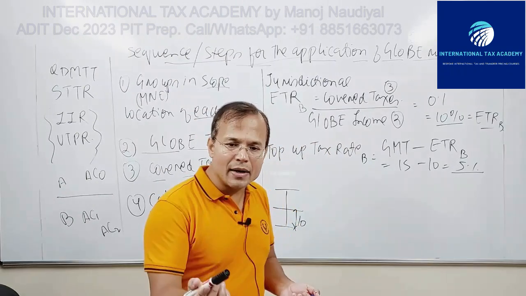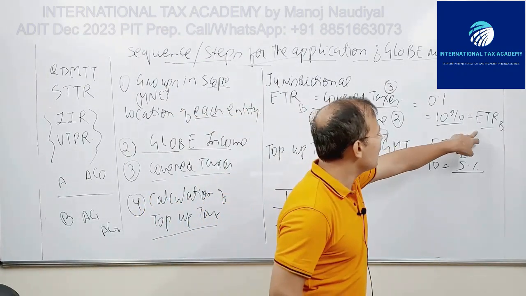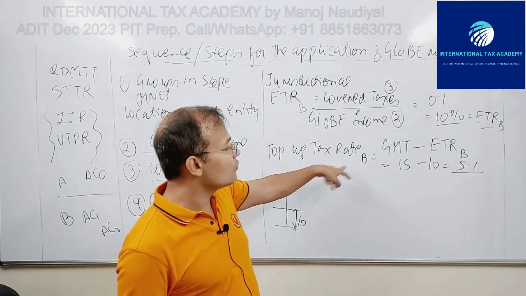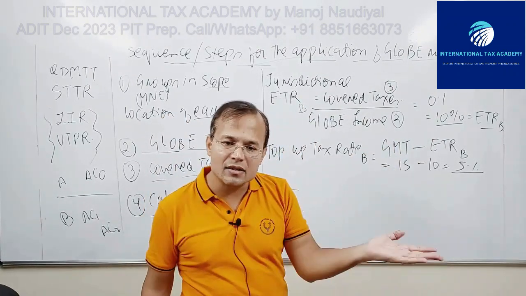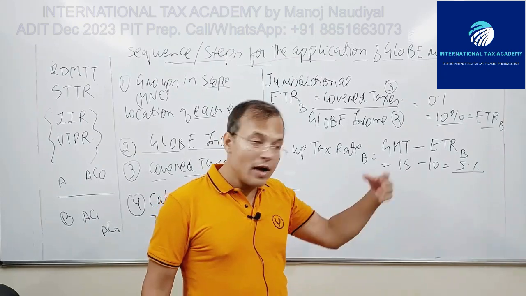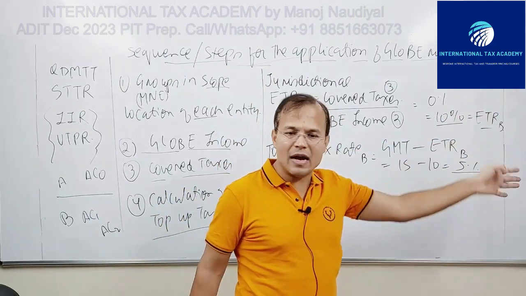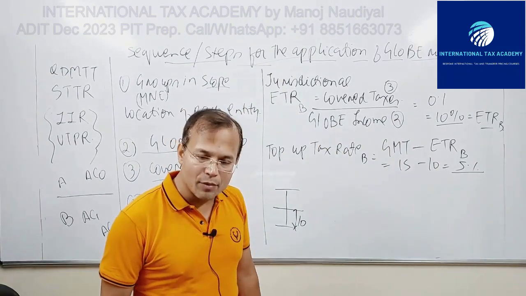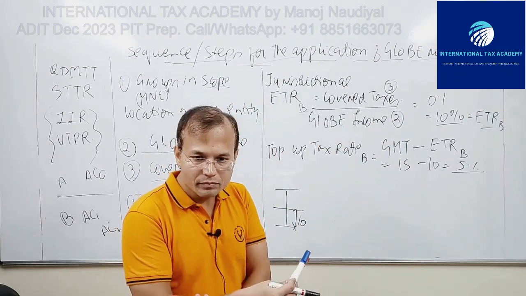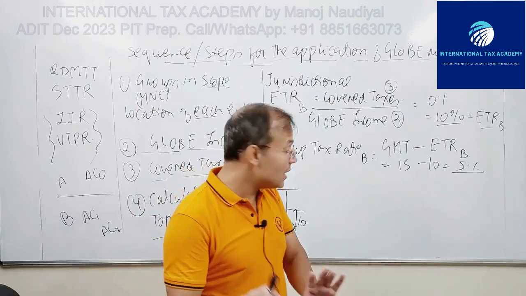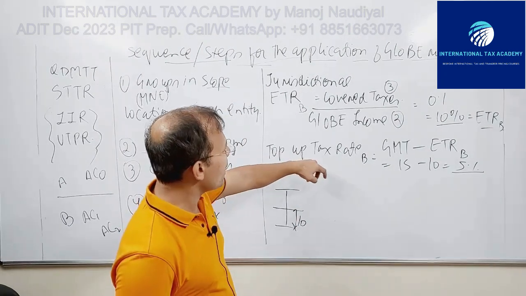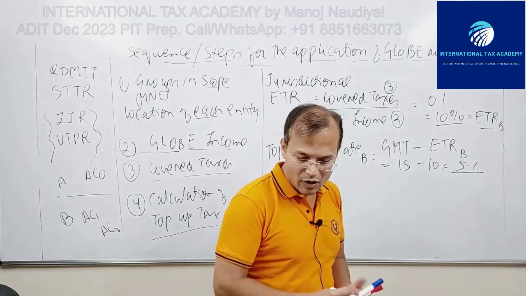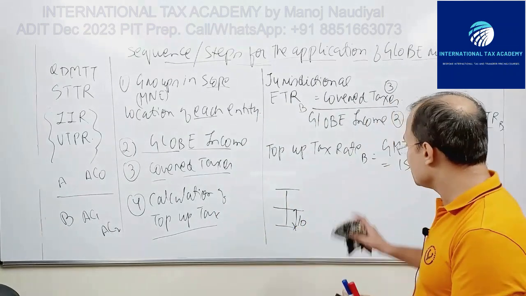And this is what I meant. If your ETR would have been 0.15, then top up tax percentage would be equal to 0. Calculation ends. So 0.15 or more than 0.15, job is done. No need for this excessive or elaborate calculation. But okay, let us move further. So now top up tax percentage equals GMT 15% minus ETR, that is equal to 5%. Okay. Now let us move further.